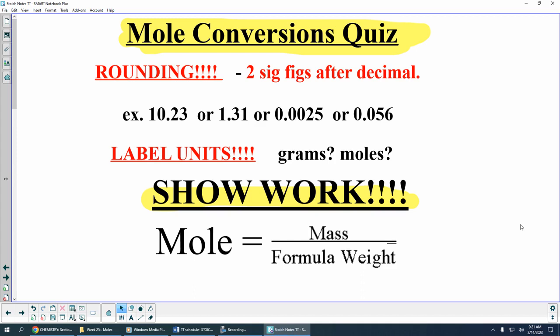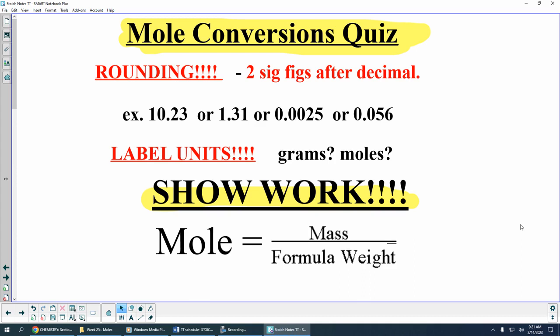All I'm going to do is give you moles, and you're going to give me grams. I'm going to give you grams, and you're going to give me moles. It's going to be fantastic. Okay? So we need to make sure you're rounding to 2 places after the decimal, and I need a label on your final answer.